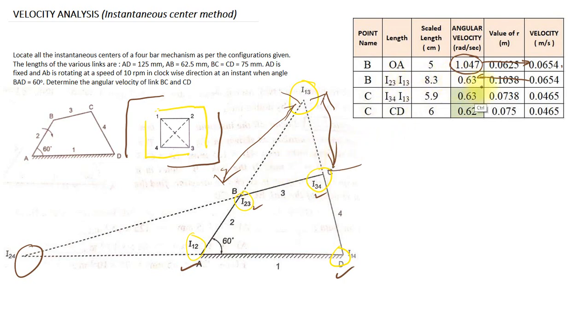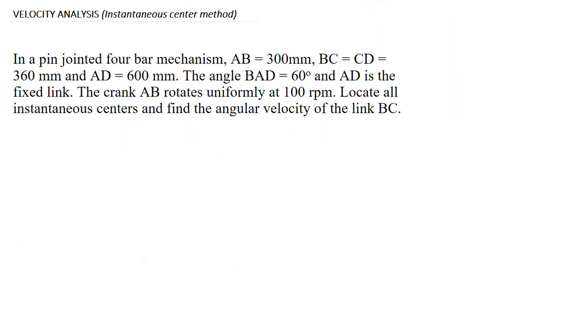For that you need the distance between the instantaneous centers 23 and 13. So you have to measure that distance and use it over here in place of the value of R. So next you are going to find the velocity of the point C. With that we can find out the angular velocity of link CD. So please try to solve this problem. Thank you.